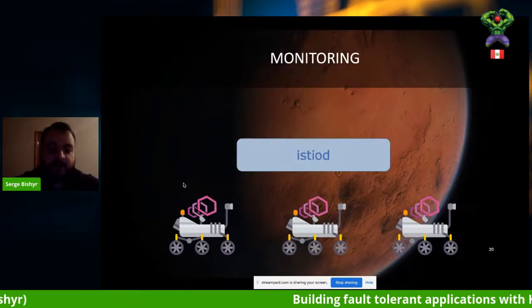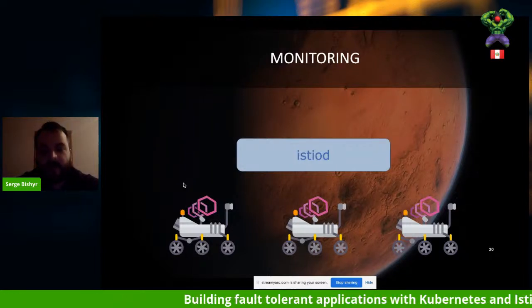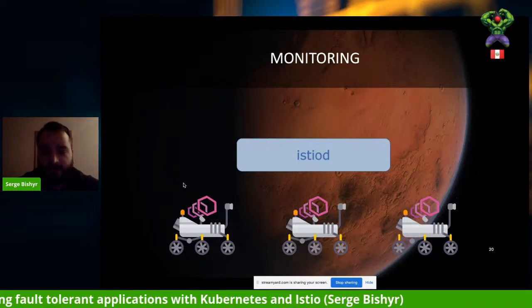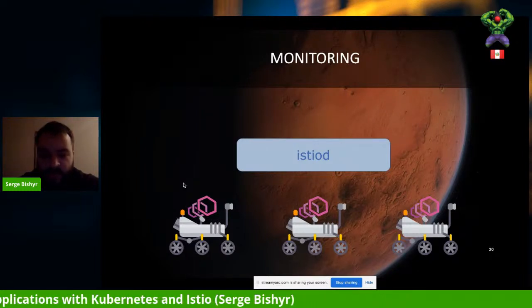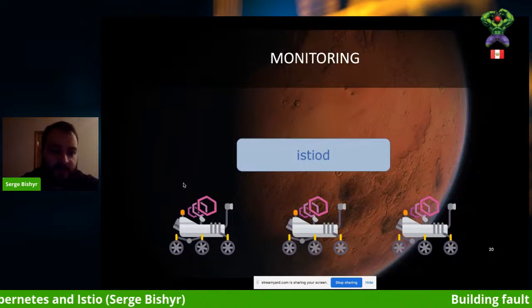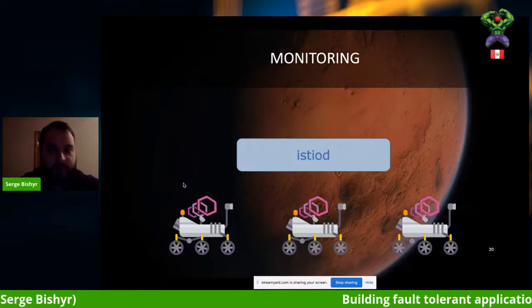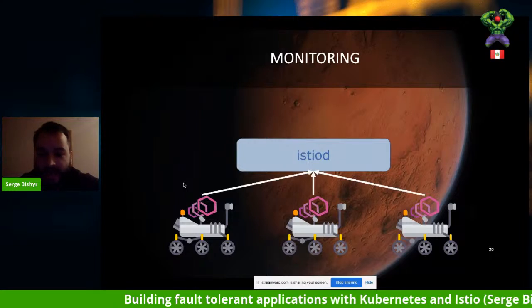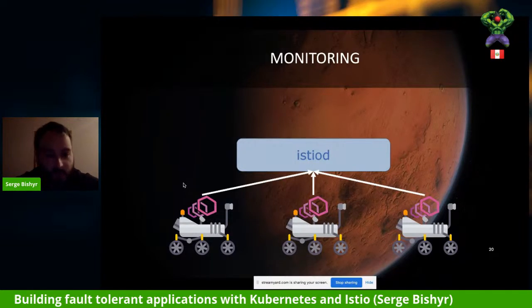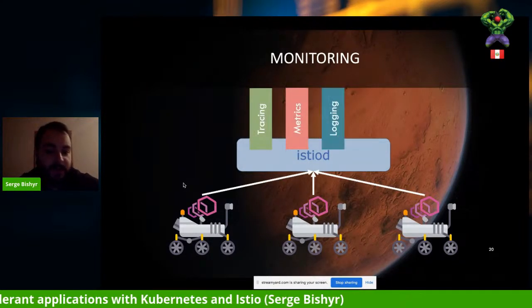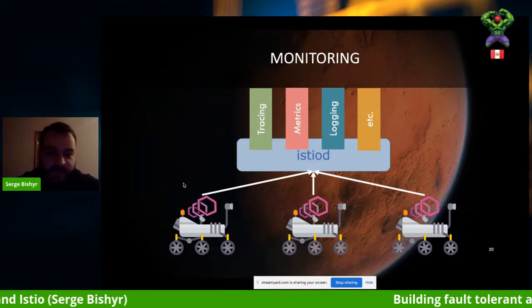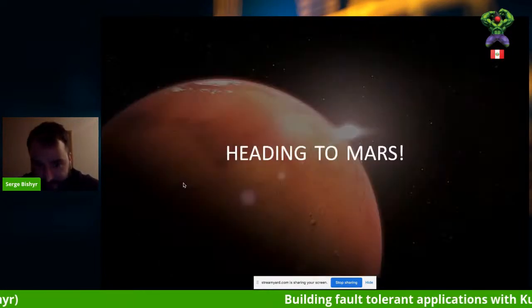As I have said already, Istio introduces the proxy, which lives alongside the instances of our application. Through this proxy, we can already collect a lot of monitoring data, such as metrics, logs, and distributed traces. And Istio sends this to the Istiod component, which using different add-ons can send it to different third-party tools for tracing, metrics, logging, etc.